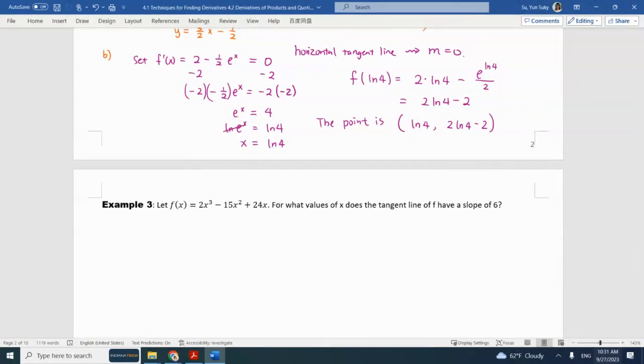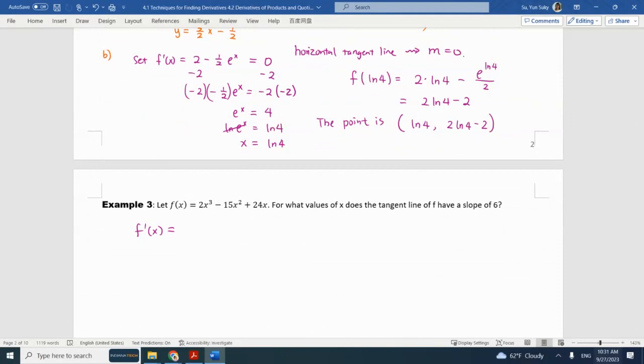So next example, you're given the function 2x cubed minus 15x squared plus 24x, and you want to find the x values where the tangent line has a slope of 6. Okay? So slope is the derivative, right? We take the derivative.